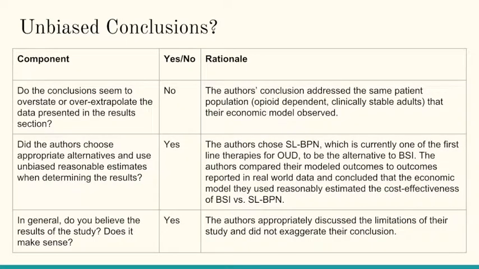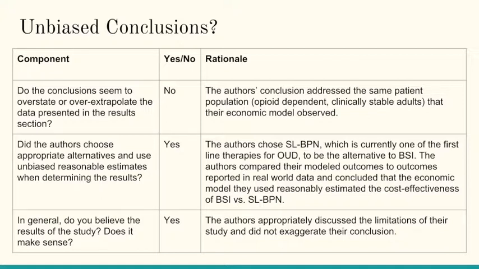The authors did not over-exaggerate their conclusions. Their conclusion was limited to the same population that their economic model was based off of, which were opioid-dependent, clinically stable adults. The authors also chose an appropriate alternative, which was sublingual buprenorphine. This is currently one of the first-line therapies for opioid use disorder. As previously stated, they also compared their model data with real-world data to make sure that they made reasonable estimates in order to calculate cost effectiveness.